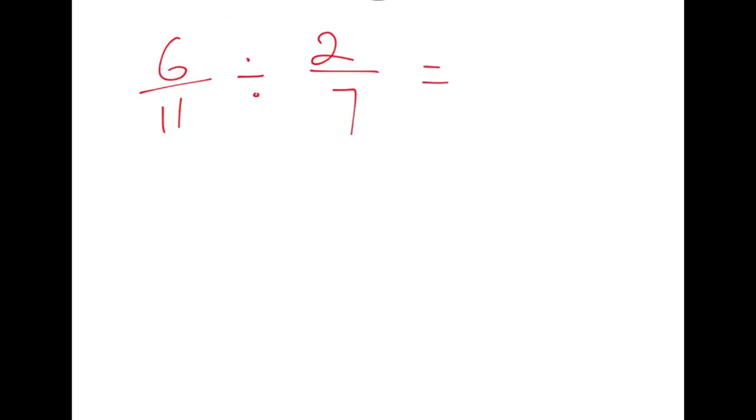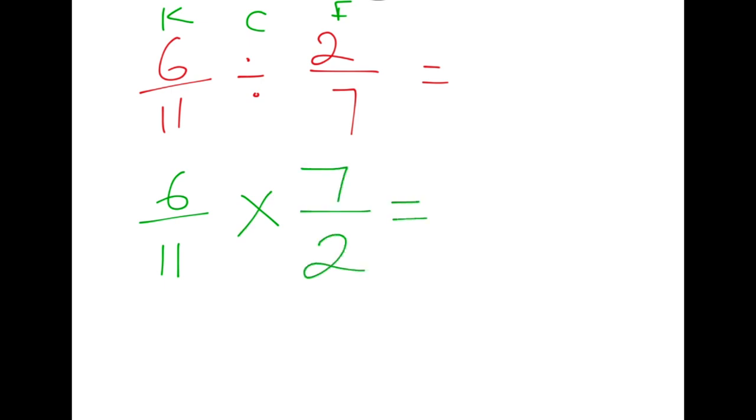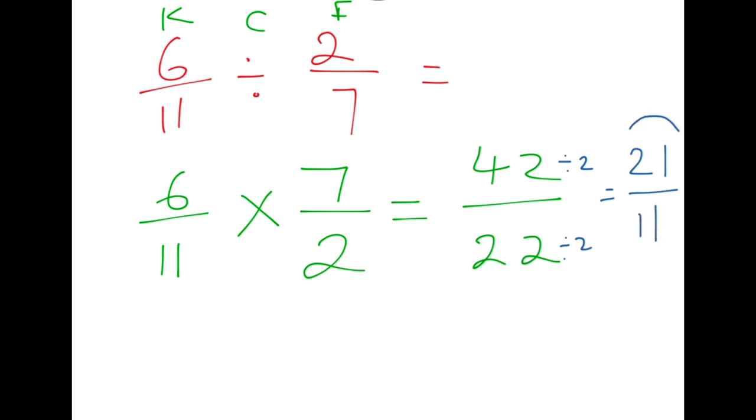What is that? Well, still do the same thing. Keep, change, flip. I will keep 6/11. I will change the division into a multiplication. Then here I flip 7/2. What do I get? So 6 times 7 is 42. 11 times 2 is 22. I end up with 21/11, and that's my answer.